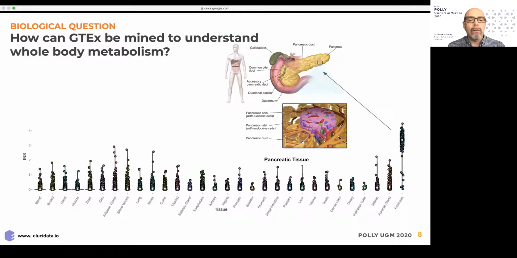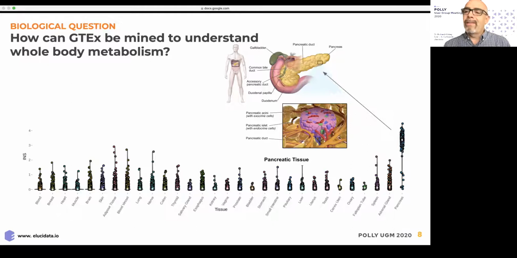Shown here across the bottom is the expression level of the insulin gene with log fold change across all the different tissues within the GTEx database. If you look far to the right, you'll notice that pancreas stands out above and beyond all the other tissues.